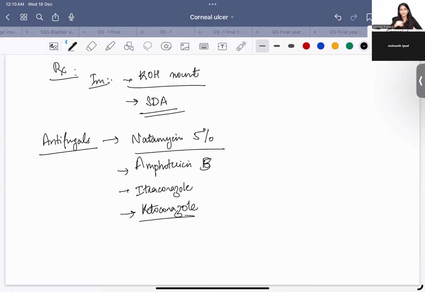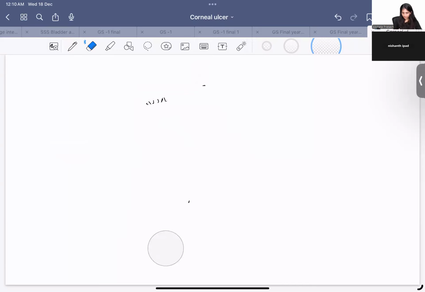If it is candida, use amphotericin B. Amphotericin B is again in your IV form. It has to be prepared in the eye drop form and then given. Your itraconazole, ketoconazole are available, and also voriconazole. This is about your fungal corneal ulcer. Next, we are going to talk about viral corneal ulcers.